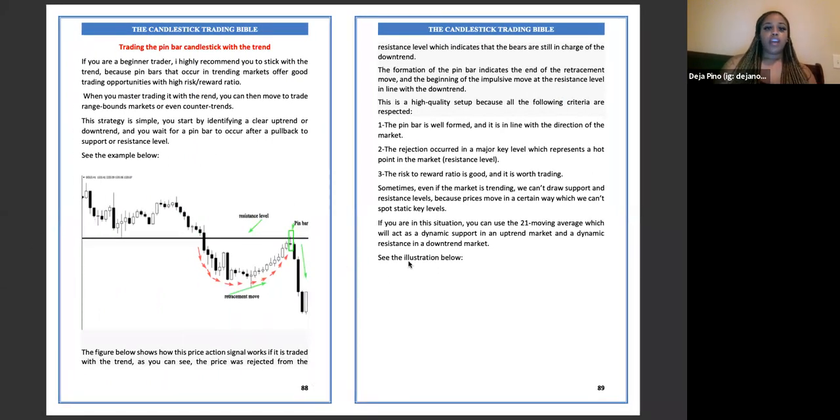Okay, cool. So trading the pin bar candlestick with the trend. That's what this section is talking about. If you are a beginner trader, it says, I highly recommend you stick with the trend, because pin bars that occur in trending markets offer good trading opportunities with a high risk to reward ratio.